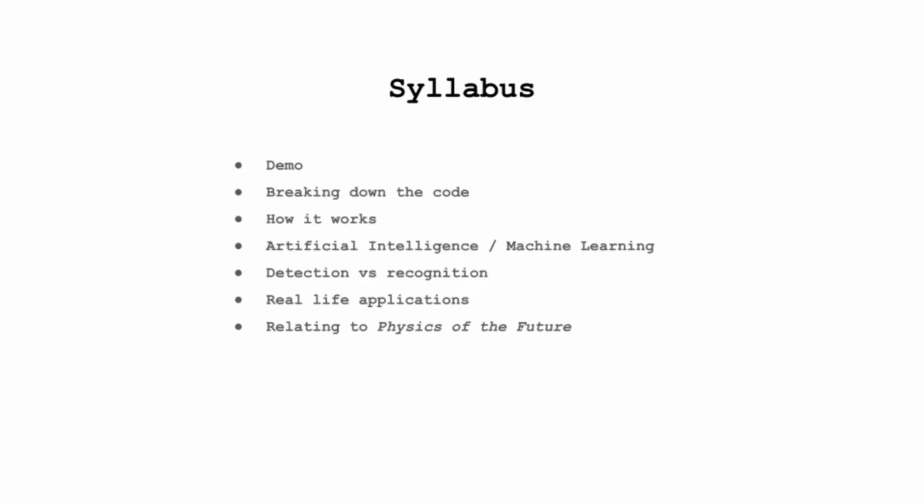I will then briefly go over artificial intelligence and machine learning, which will then lead into the difference between object detection and recognition. Finally, I'll be reviewing how this type of technology can be applied in the real world and how everything relates back to my ISU book, Physics of the Future by Michio Kaku.